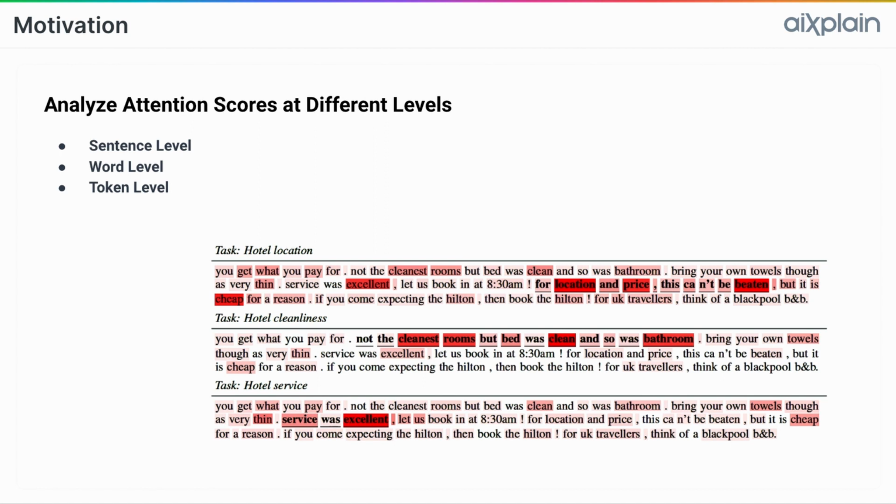On the token level, this is very similar to the word level analysis, but more granular, and it can be particularly insightful for understanding how the model treats the subwords or parts of the words, especially in cases where edits occur within the word.